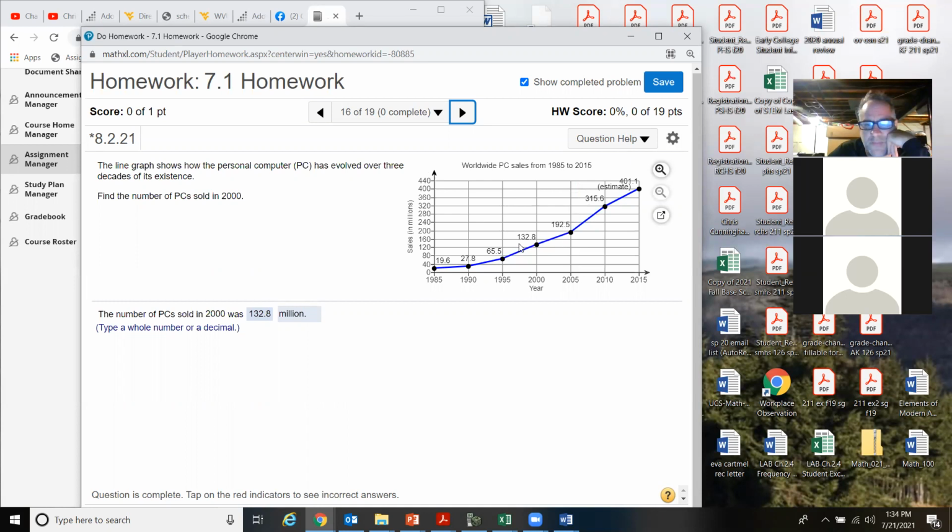We have a line graph. This is sales of personal computers. Find the number of PCs sold in 2000. And literally all you got to do is jump up here. This is given in millions. So you would say 132.8. And then you're not going to have to add all these zeros in. You can literally just write the word million. Now, if I wanted to convert this to a number, move the decimal place 6 times.